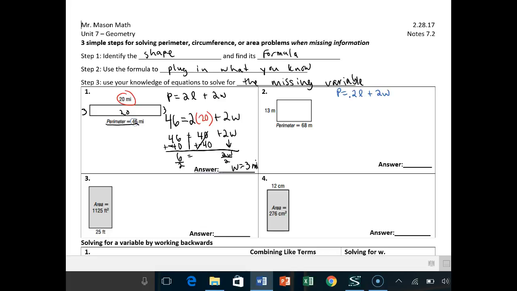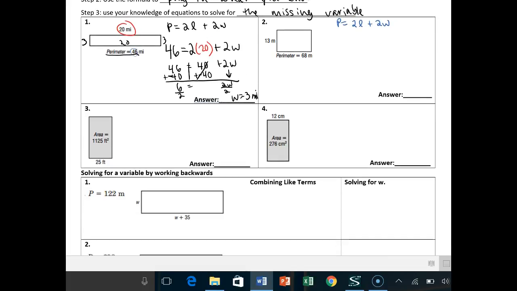All right, for number 3, be super careful. Notice that we have something a little bit different here. We're given the area of a rectangle rather than the perimeter. So we don't want to use the perimeter formula if we're given the area. We want to use the area formula for the rectangle so we can figure out the necessary information. So we have A is equal to base times height, or length times width.